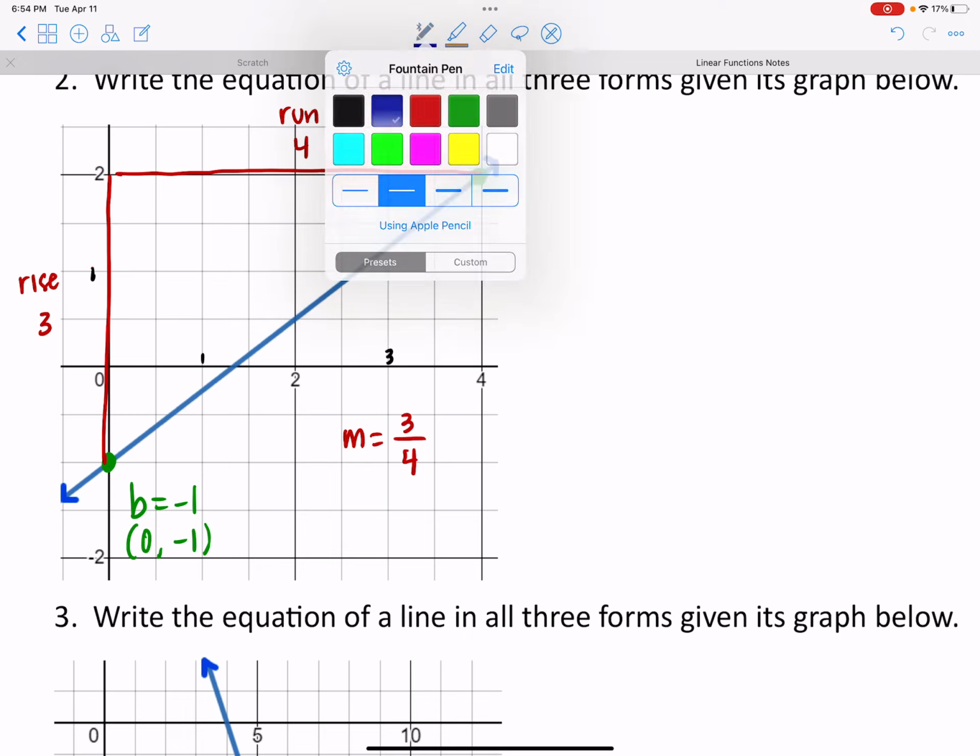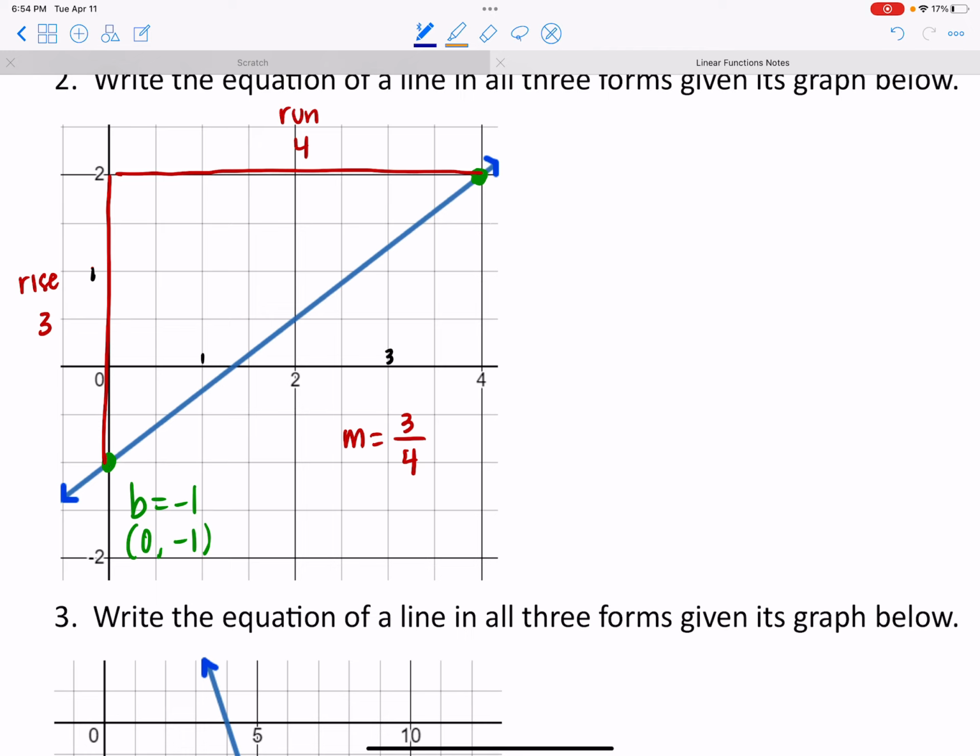So if I wanted to write my slope-intercept form, I would say y is equal to m, which is 3/4, times x, and then plus b, which is -1, so minus 1.